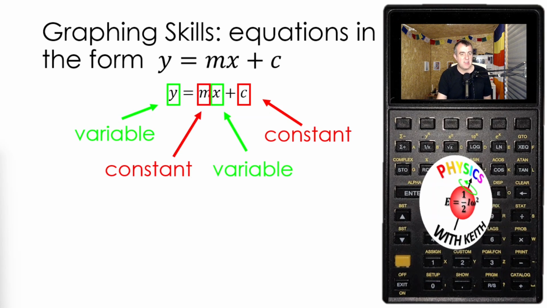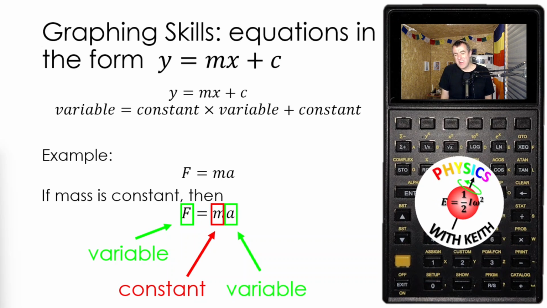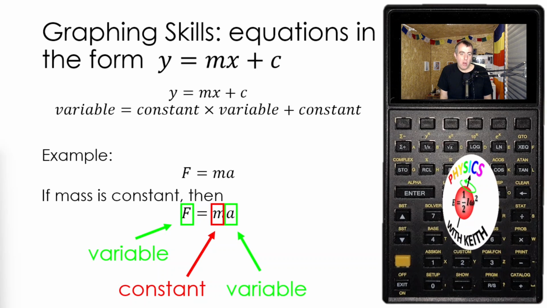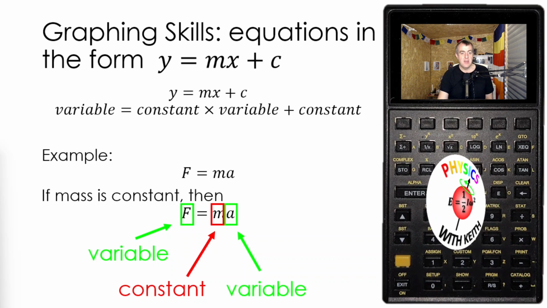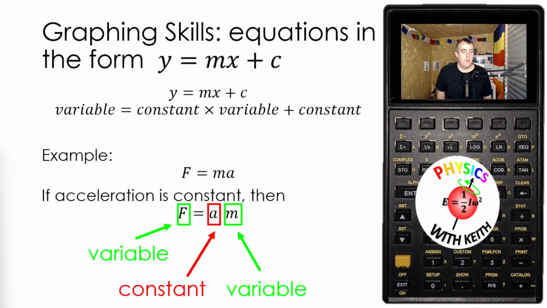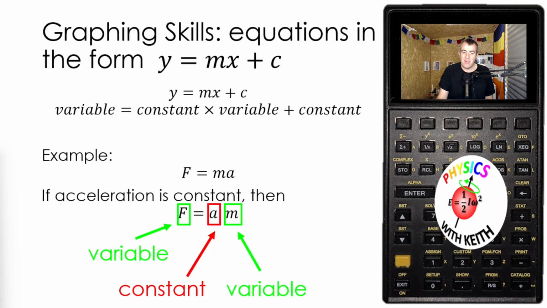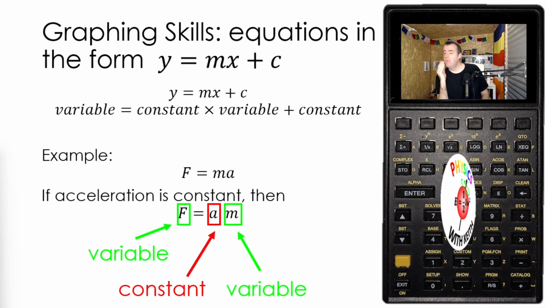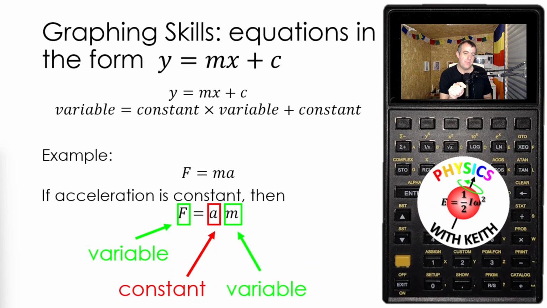So let's take a nice easy example of something we want to get in that form. F equals ma. That's kind of already in that form. That's variable equals constant times variable plus 0. So we expect a y-intercept of 0, and the gradient would be the mass. That's nice and convenient. If we plotted it this way round, if acceleration is constant, then we have to switch the a and the m around. Not a big deal, but we've now got m as the variable and f as the variable.